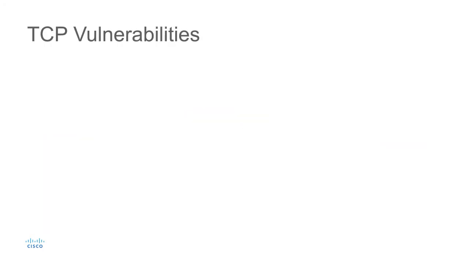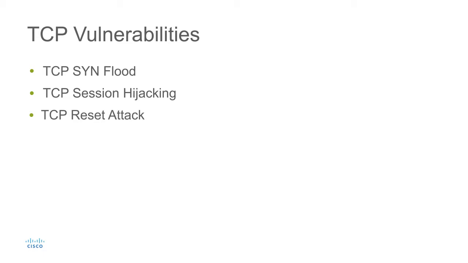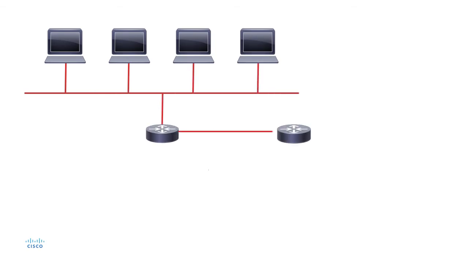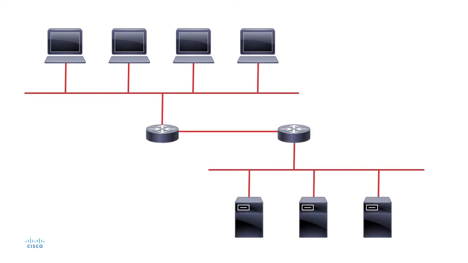But the workings of TCP are also target for attack. These attacks vary in purpose and functionality. Let's look at three vulnerabilities. 1. The TCP SYN flood. 2. TCP session hijacking. And 3. TCP reset attacks. In a TCP SYN flood attack, there are three approaches that an attacker can take.